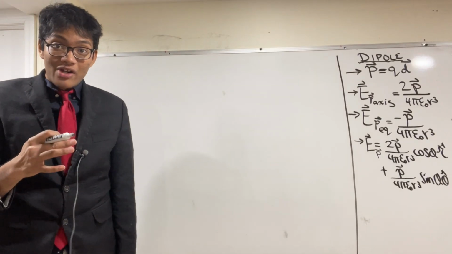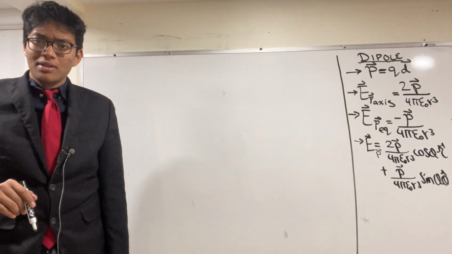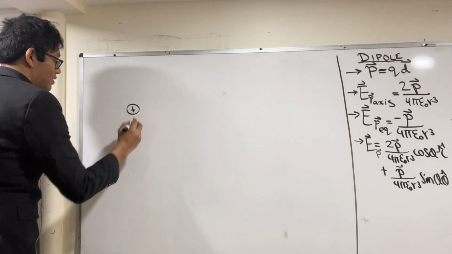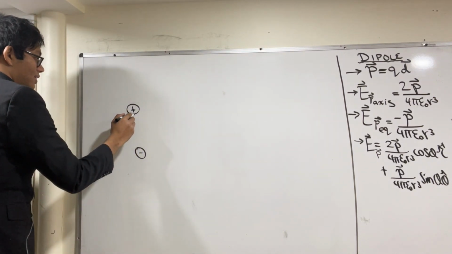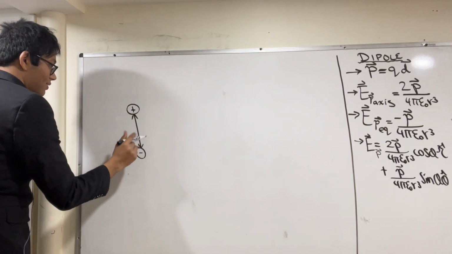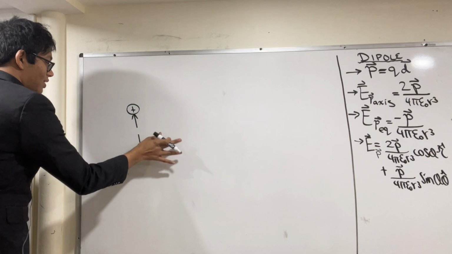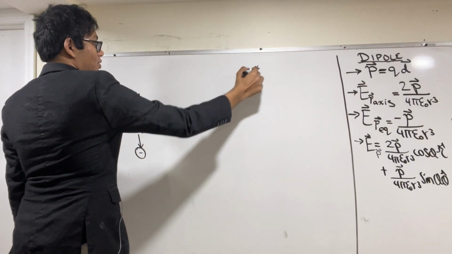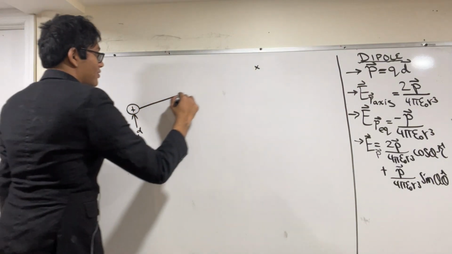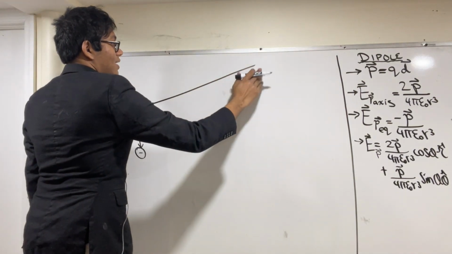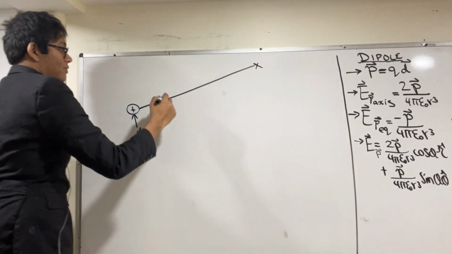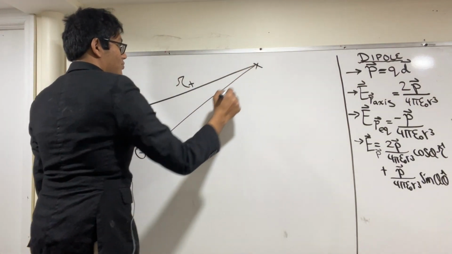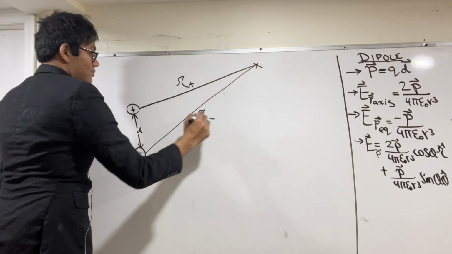Now let's talk about how to find the electric potential due to a dipole. So let's say you've got your plus charge right here, your minus charge right here, separated by a distance of d. And let's say you want to find the dipole potential really far away. Let's say somewhere here, okay? And the distance from the plus charge to wherever you want to find out your electric potential is r sub plus. And the distance from the minus charge to wherever you want to figure it out is r sub minus.